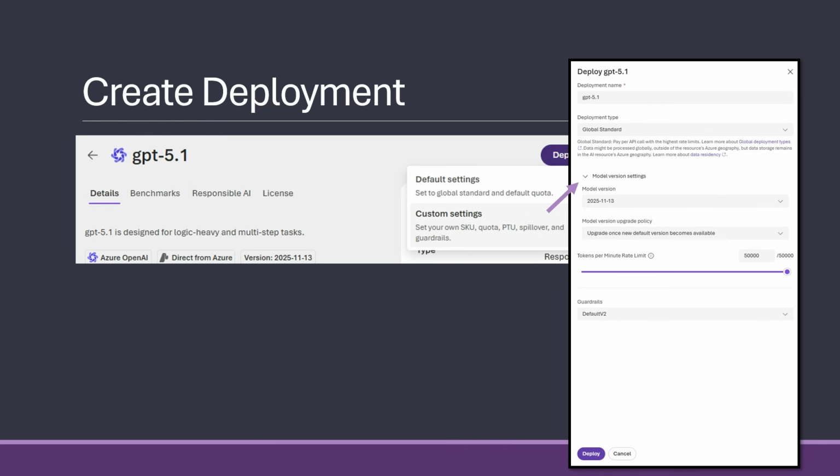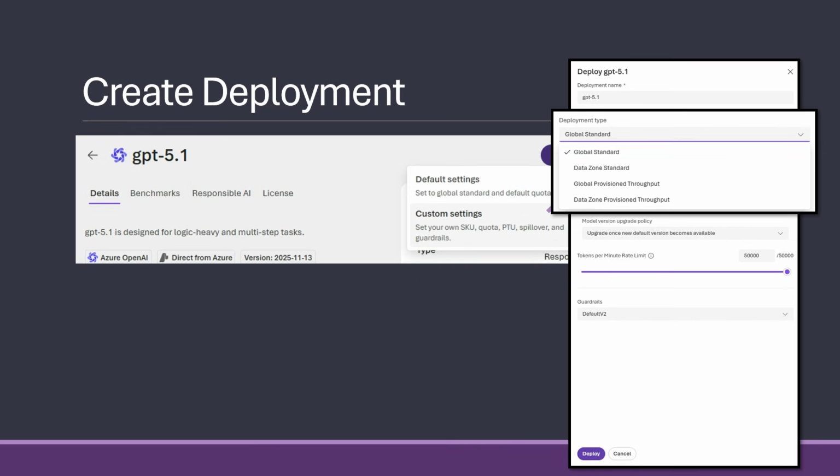Next, you choose a deployment type, and there are 4 different types. There's something called global standard, meaning that you get the cheapest pricing, the pricing you normally see on the spec sheets. But you can't rely on every call you do staying within the Azure region that you have chosen.